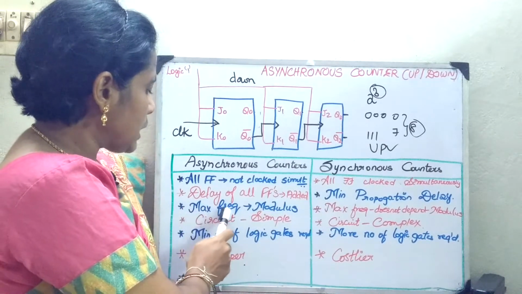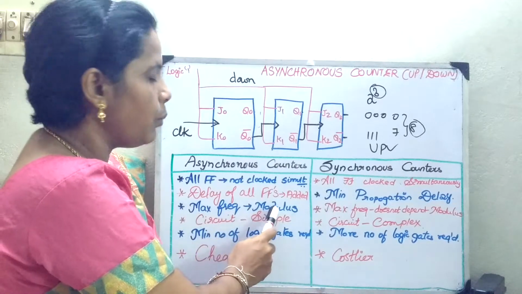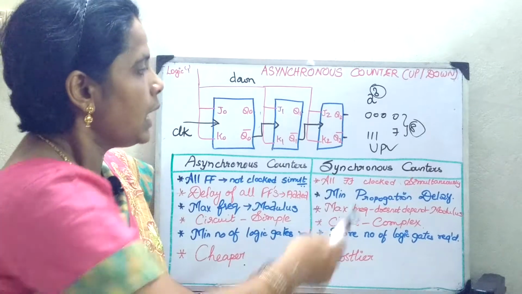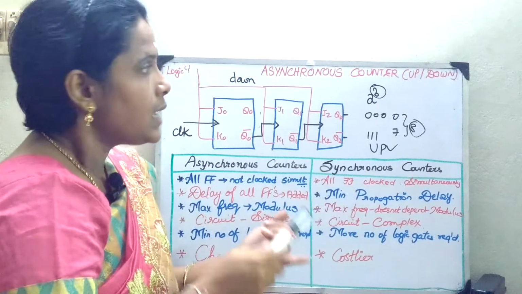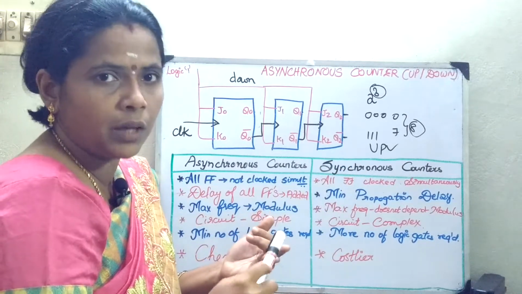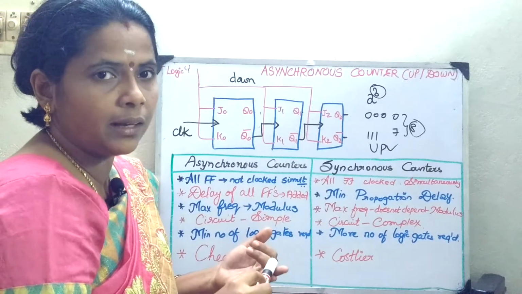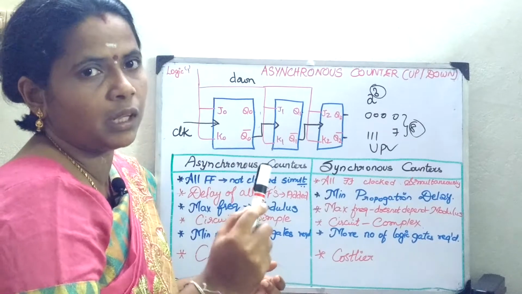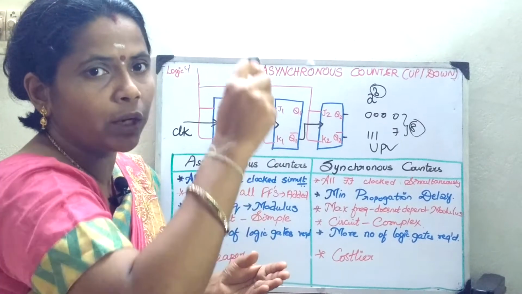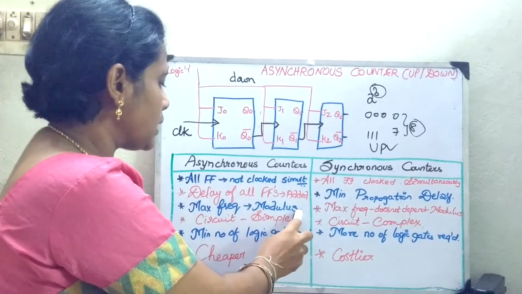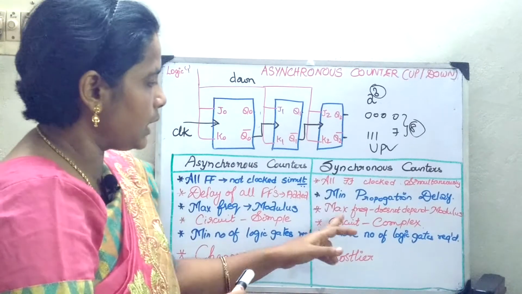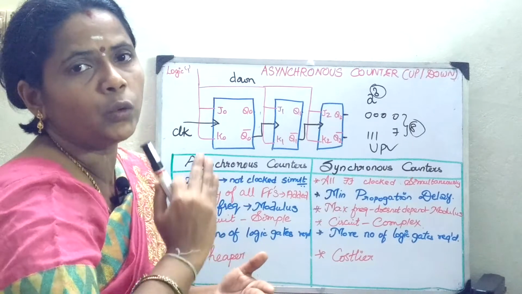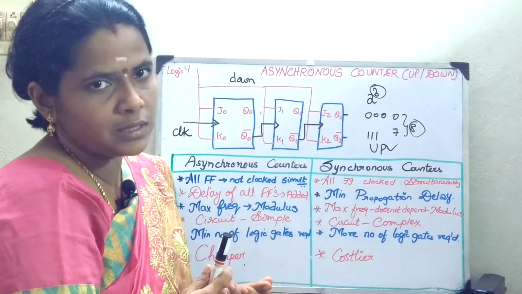Next, the maximum frequency depends upon the modulus. What is modulus? Modulus is nothing but the number of states. I can call this either an asynchronous 3-bit up counter or an asynchronous mod 8 counter. The number of states is 2 power 3, the number of states it is going to count, and that is called the modulus. Whereas for a synchronous counter, the frequency is not dependent on the number of states.